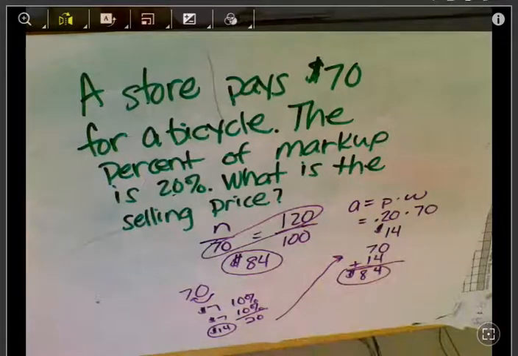Three different ways. If you want to rewatch the video to figure out which way you like better, you really only need to know one of these ways to figure this out. All three of them will get you $84. When you think you understand this one, you can click next to try one on your own.